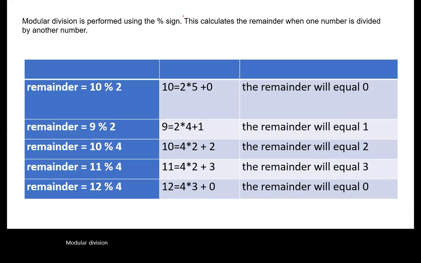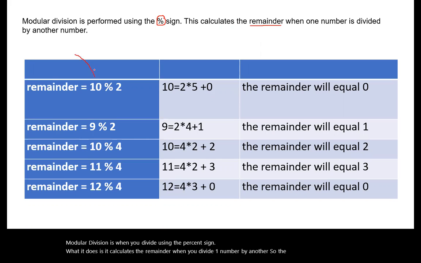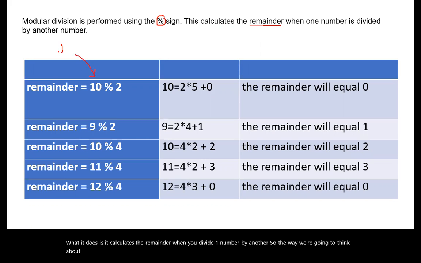Modular division. Modular division is when you divide using the percent sign. What it does is it calculates the remainder when you divide one number by another. So the way we're going to think about this, we're going to talk about the number of jelly beans and the number of people.